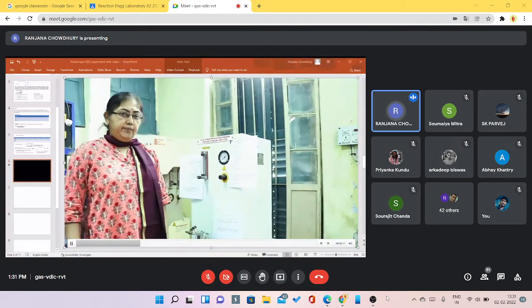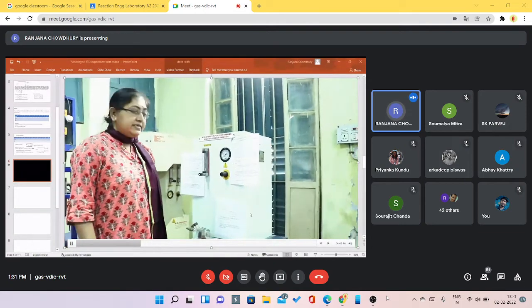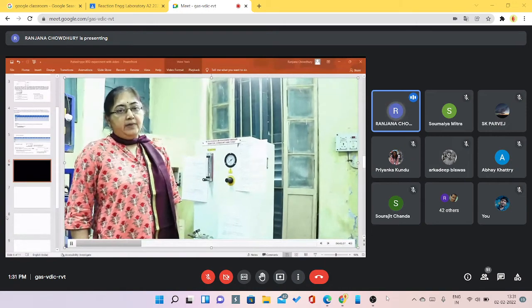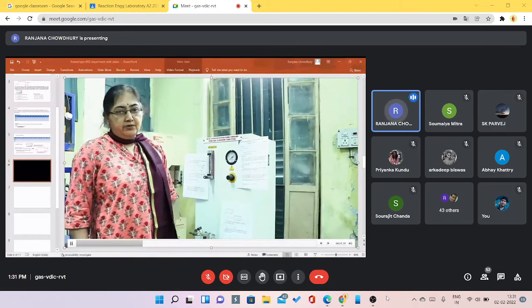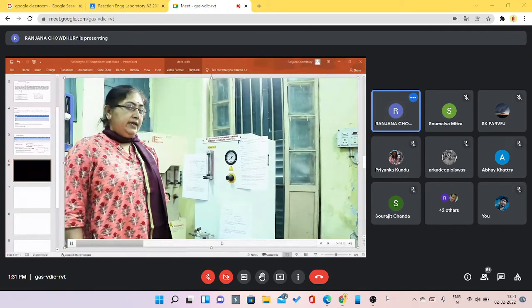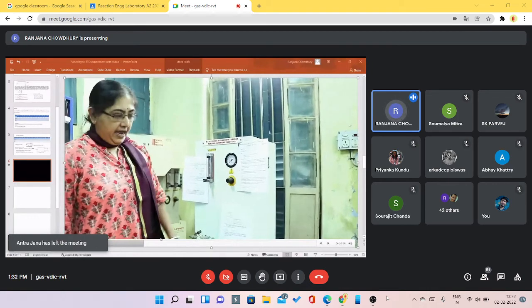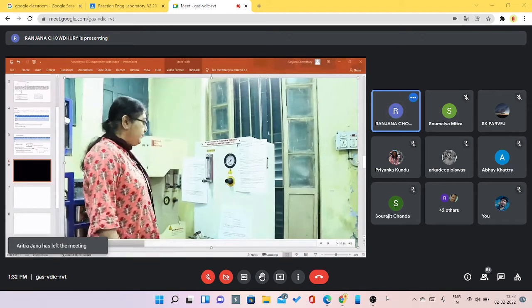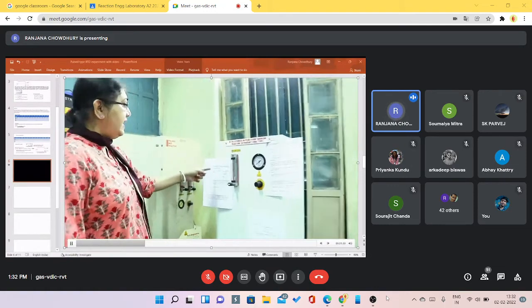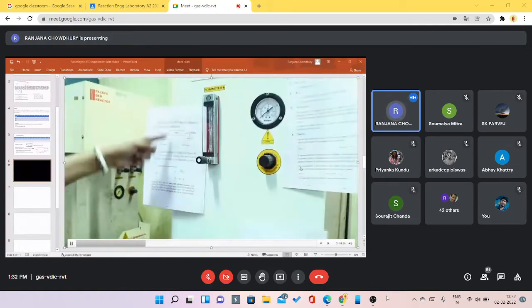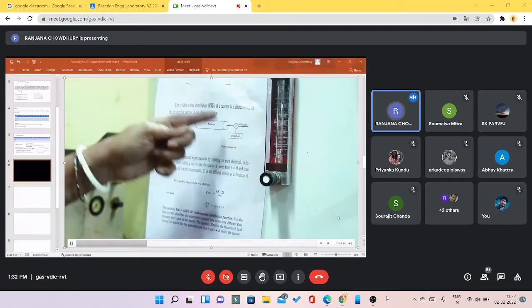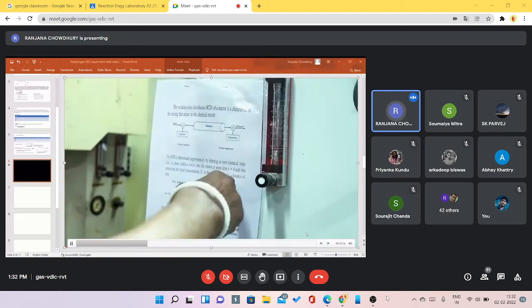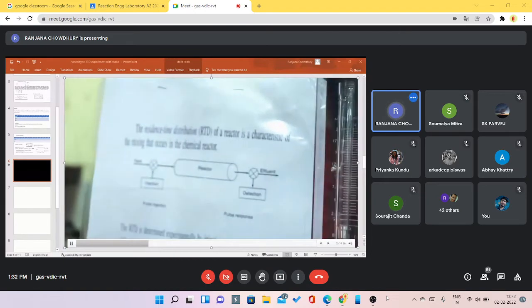The function which is very important for the analysis of non-ideality is nothing but E(t). E(t) is the residence time distribution function. So how to determine E(t) from a pulse type tracer experiment? This is a schematic. This is the reactor. You have injected the H2SO4 in it, and you will take some effluent samples with time from here, and you can determine the E(t) value from this.